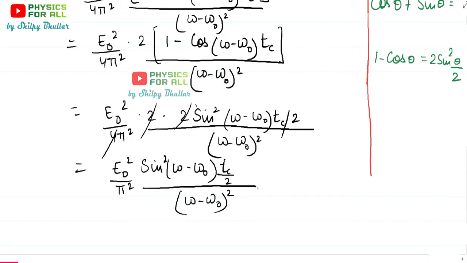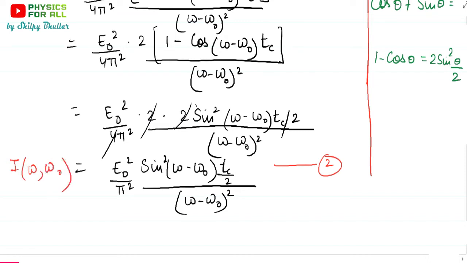So this is our equation number 2 that we have obtained. And what was this? This was I(omega, omega naught). We have found intensity, and the next step would be to find the line shape function, which is g(omega, omega naught). We always start with E(omega, omega naught), then we use the formula that intensity is proportional to E square, and then we find E(omega, omega naught), and after that we will find g(omega, omega naught). So the steps used are almost the same.